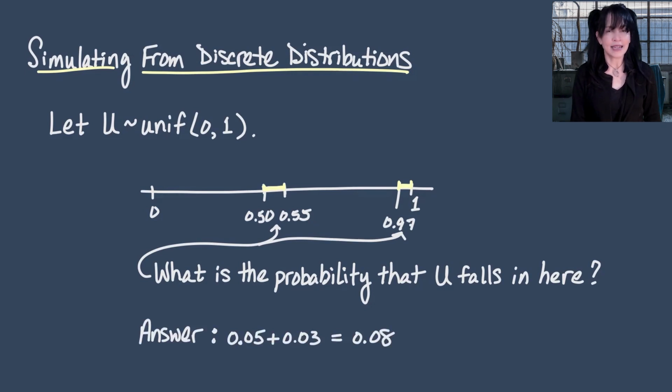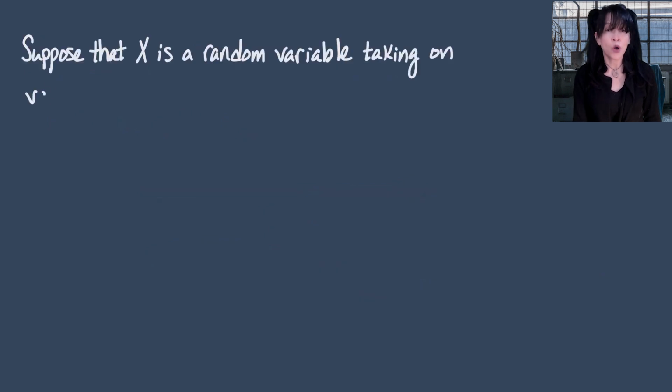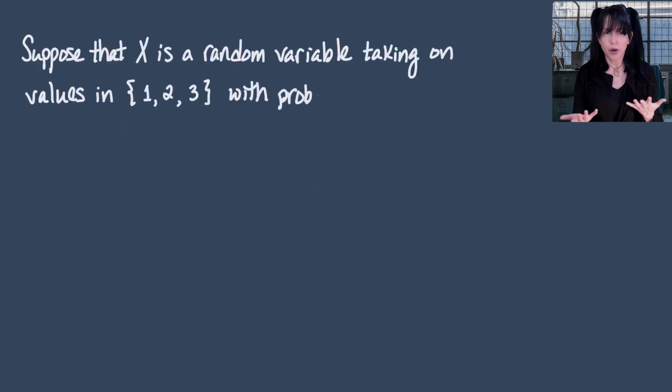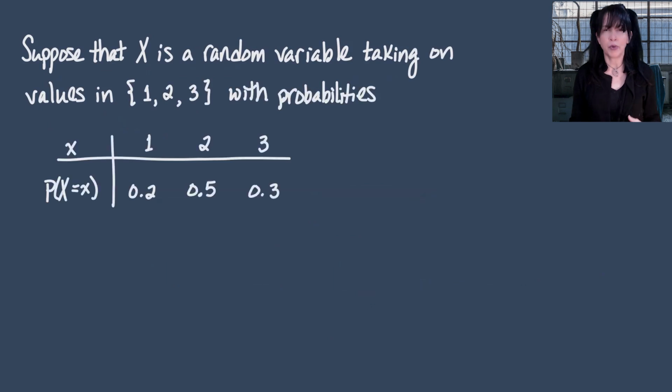Let's look at an example. Suppose that X is a random variable taking on the values 1, 2, and 3 with the probabilities 0.2, 0.5, and 0.3 respectively. How are we going to simulate values from this distribution? Just as a reminder, what is it going to look like? The output of our algorithm should have 1s and 2s and 3s. It should have 1s 20% of the time, 2s half of the time, and 3s 30% of the time.